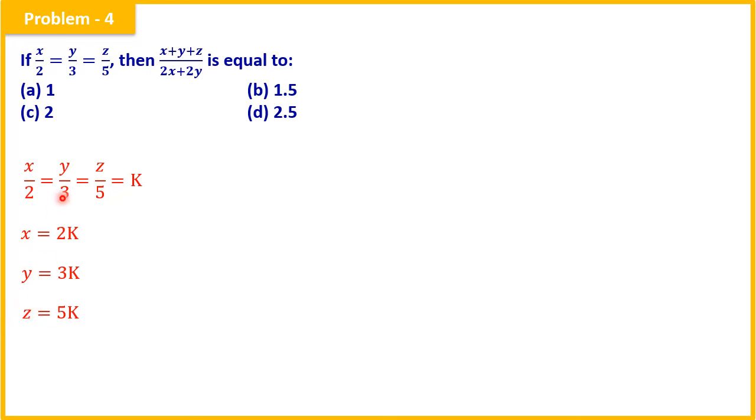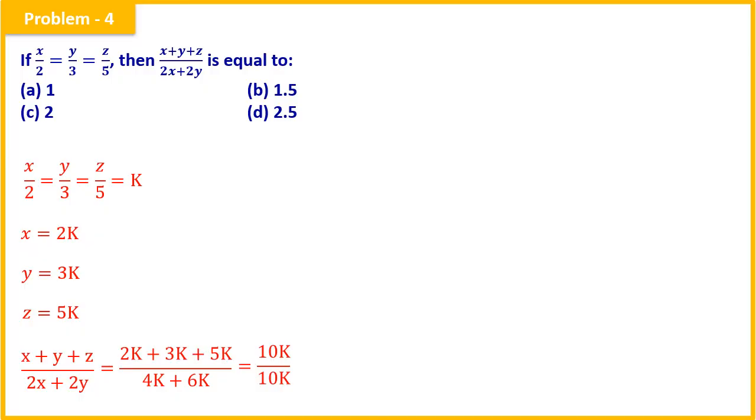Now we will put these values of x, y and z in this particular term to calculate its value. So I am putting x as 2k, y as 3k and z as 5k. So it will be something like this in the numerator and 4k plus 6k in the denominator. So that comes out to be 10k by 10k. So the ratio is equal to 1. Option A is the right answer.